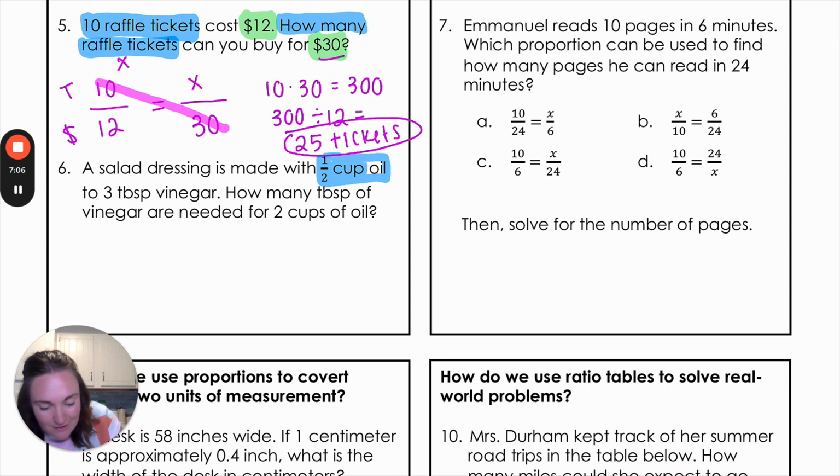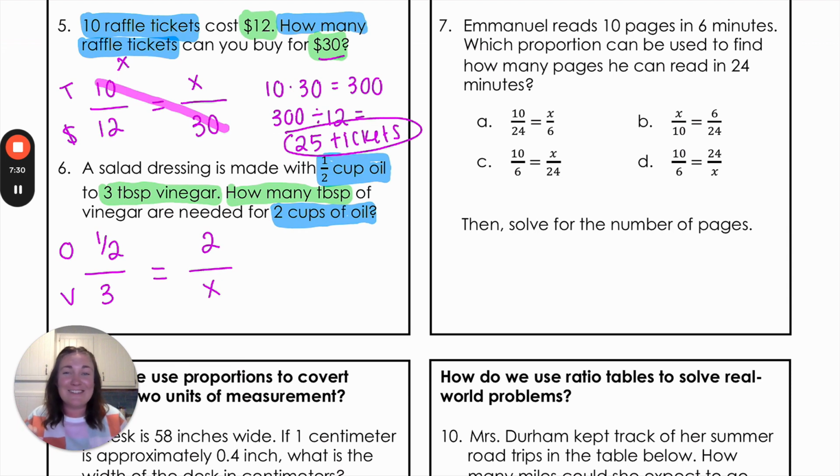So I've got 1/2 cup of oil and 2 cups of oil. I've got 3 tablespoons of vinegar. And how many tablespoons of vinegar? So I know that that how many is going to be my variable. All right, pause the video here and see if you can set up the proportion on your own.